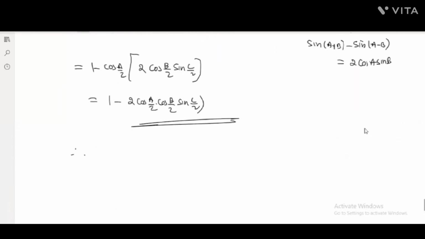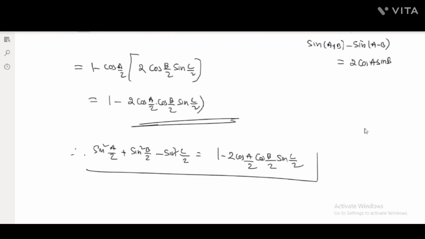So therefore, what we will get here is sine square a by 2 plus sine square b by 2 minus sine square c by 2 is equal to 1 minus 2 cos a by 2 cos b by 2 and sine c by 2. So this is what was proved. So this is one more condition.